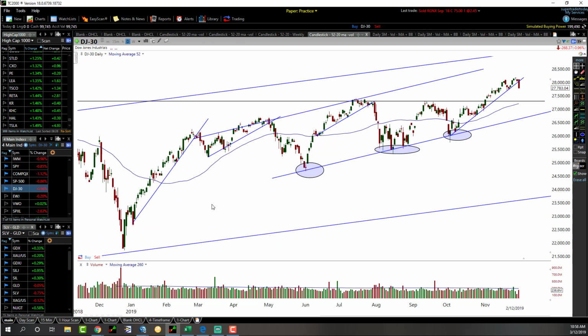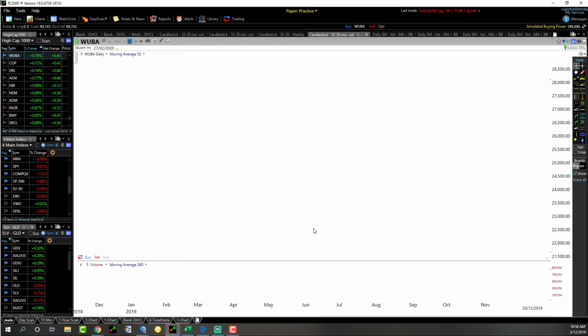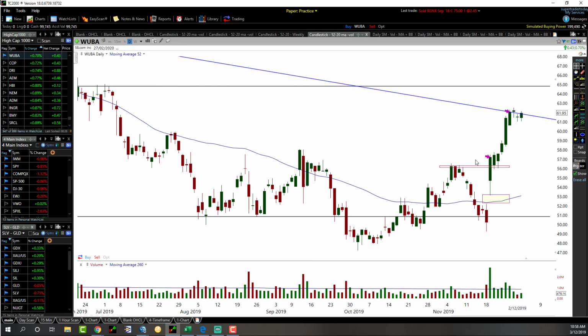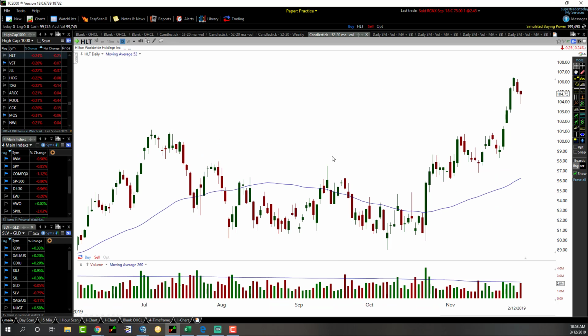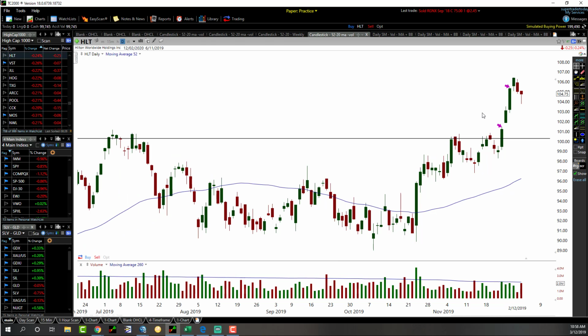You know, if you want some recent ones, that's pretty easy, right? Like WUBA was one. This one here, a very, very, very nice profitable trade. In there, out there. This is probably going to continue running up. HLT was another one. In there, out there.